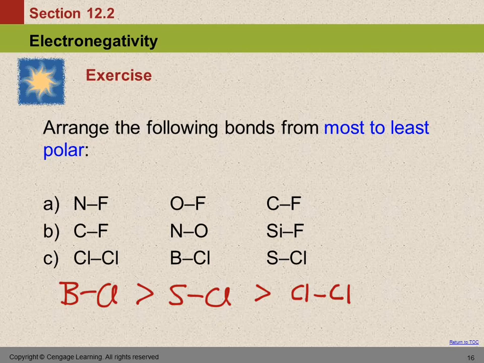Basically, you're looking for how far away they are on the periodic table. Who's the farthest away? If they're farther away, there's a greater difference in electronegativity.